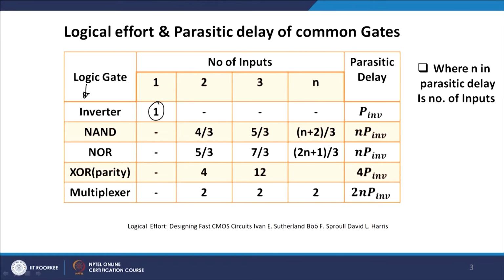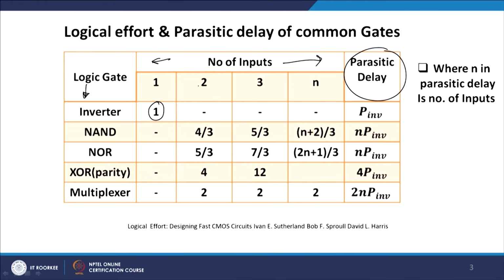So, I get 5 by 3, I get 4 by 3 for a 2 input NAND, I get 5 by 3 for a 3 input NAND, and I also get 5 by 3 for a 2 input NOR, right. So, these are the few things which you should be aware of, and this is what I was trying to say, that for an inverter it is 1, and this is a logic gate. So, this column is basically your logic gate, these are the number of inputs which you see in front of you, and we will discuss parasitic delay later on.